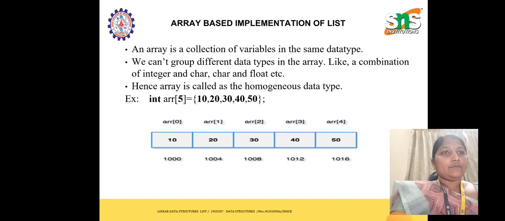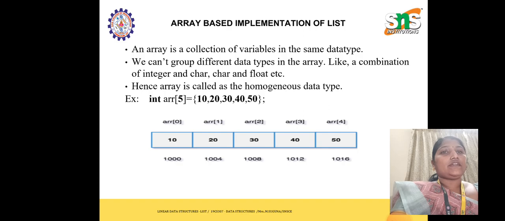So what is array implementation of list? When we implement a list using an array, we essentially create a dynamic array that can resize itself as elements are added or removed. So we have to create a dynamic array in order to implement a list.